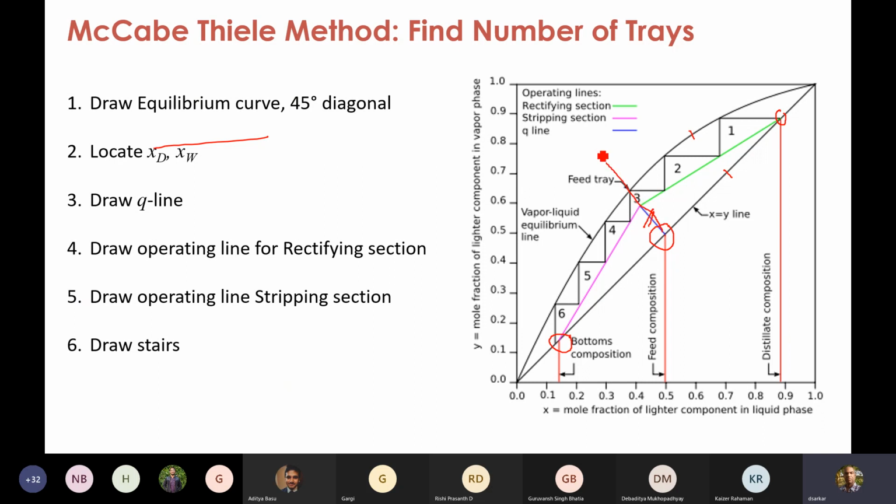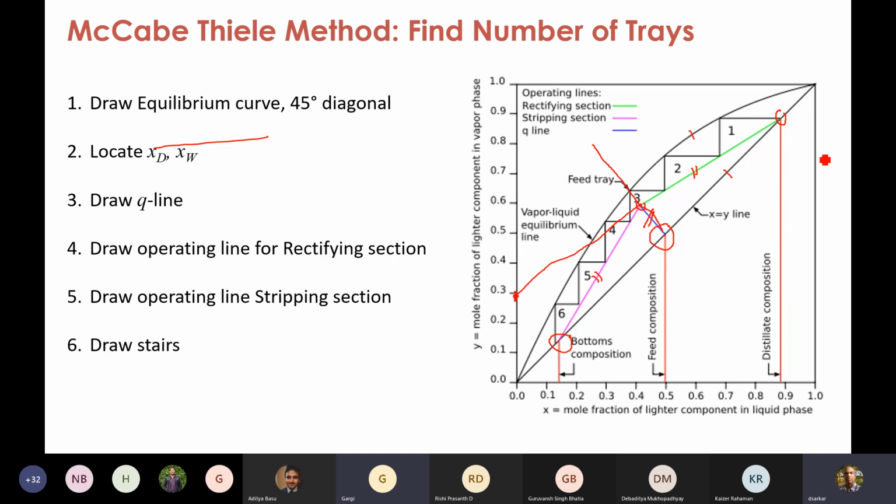Now, this Q line actually passes through the point of intersection between the rectifying section and stripping section operating lines. So from XD, you can draw the rectifying section operating line. How? You take the intercept XD by R plus 1. So that is done. Now to draw the stripping section operating line, you simply connect the XW point and the point of intersection between the Q line and the rectifying section operating line.